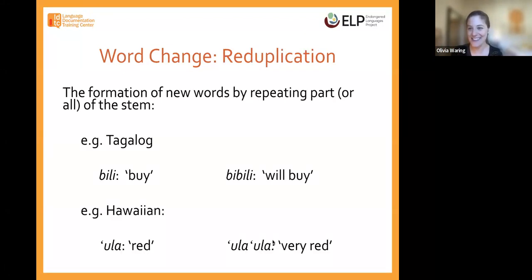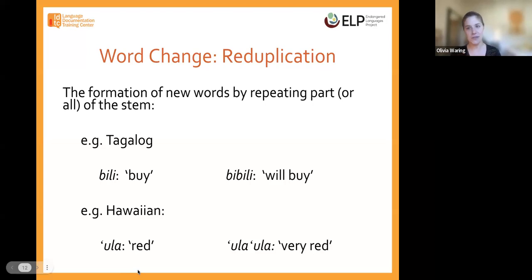Another really interesting process that you might encounter in some languages you work with is reduplication. And this is where you form new words by repeating part or all of the root or of the stem. So you will find in Tagalog, again, that example, bili, to buy. And if I go ahead and take that first syllable of the root and duplicate it, you'll get bibili, which now means I will buy in the future. Another example from where I live is in Hawaiian. Ula means red. And if I want to convey to you that something is really, really very red, I'll say ula ula. So the reduplication of that root conveys an intensity.